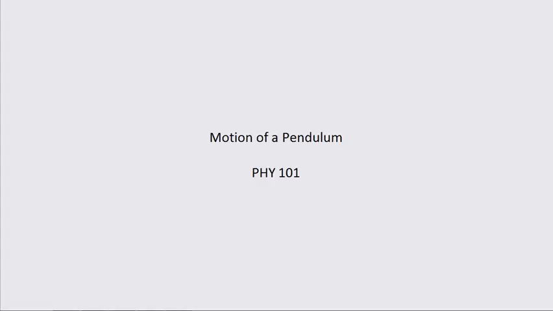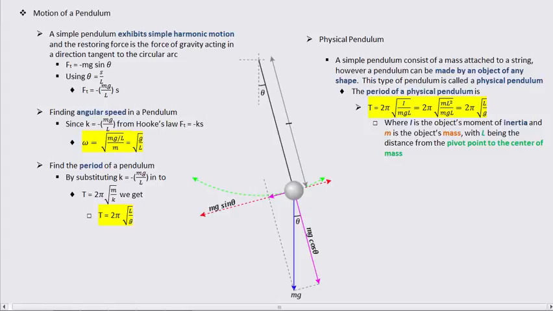In today's video, we will learn about the motion of a pendulum. In order for us to understand the motion of a pendulum, we'll first look at a simple pendulum, which exhibits a simple harmonic motion where the restoring force is the force of gravity acting in a direction tangent to the circular arc. So this tangent force would be equal to negative mg times sine of theta, where we know that theta is equal to our arc length divided by the length of our pendulum.